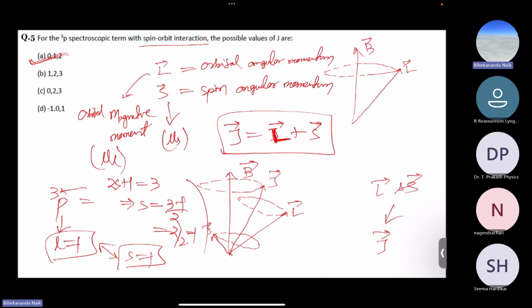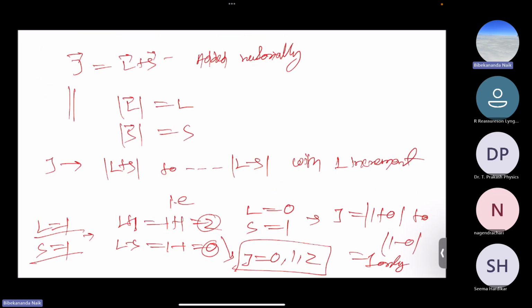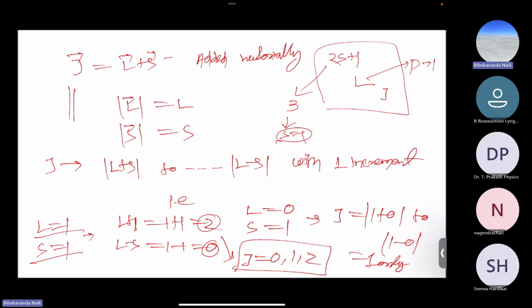So the correct option here will be option 0, 1, 2, because L is 1 here, 3p means L is 1, because the spectroscopy notation is 2S+1 L J. So 2S+1 is 3, which gives S equal to 1, and for p, L is equal to 1. So S is equal to 1, L is equal to 1. This gives J equal to 1+1 to 1-1. So 1+1 is 2, 1-1 is 0, and with 1 increment, values are 2, 1, and 0.